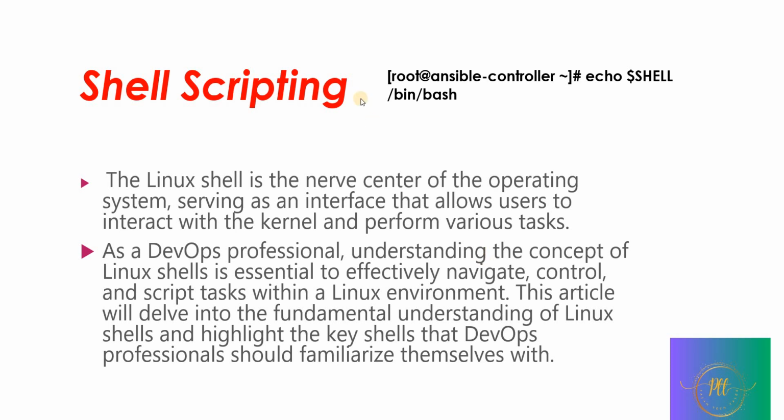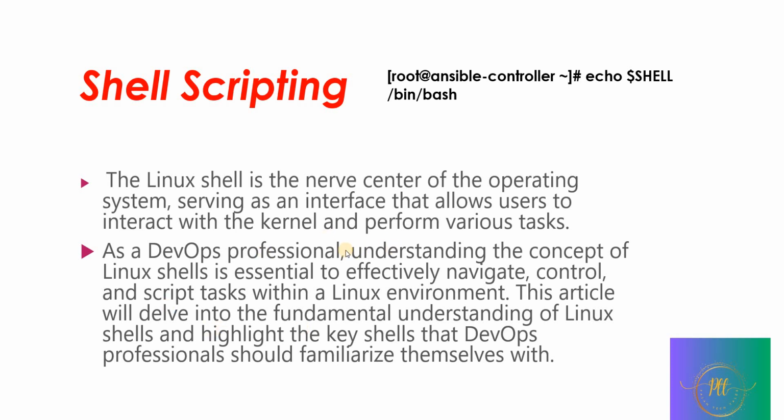We can say that Linux shell scripting is the nerve center of the operating system, serving as an interface that allows users to interact with the kernel and perform various tasks. Normally, by using the terminal, we give a single command, and after giving the command, it shows the output. But in shell scripting, we keep multiple commands in a single file and provide permissions to that file. Then we execute that file, and the group of commands will automatically execute inside the file and show the output in our terminal. That is the main concept of shell scripting.